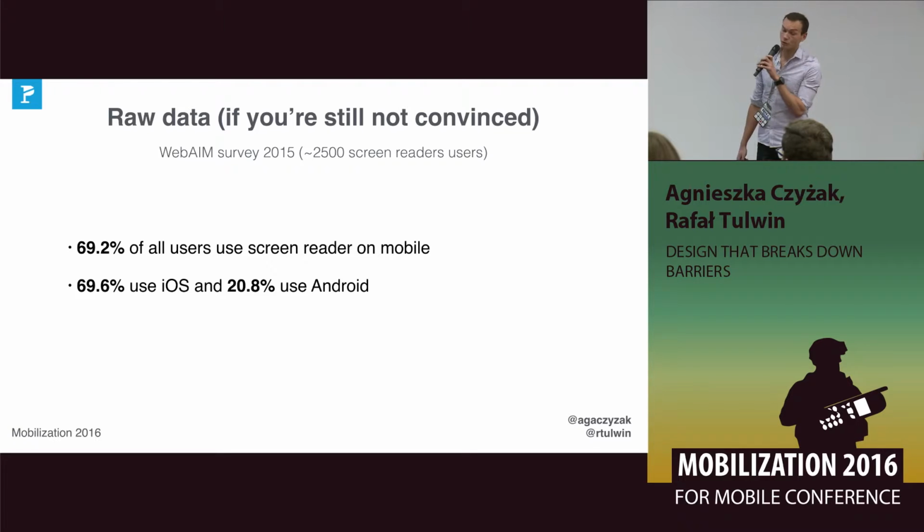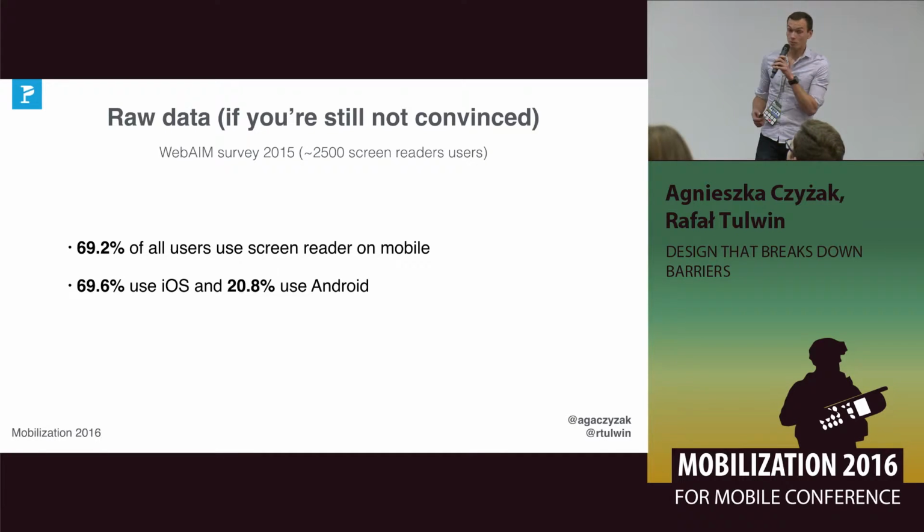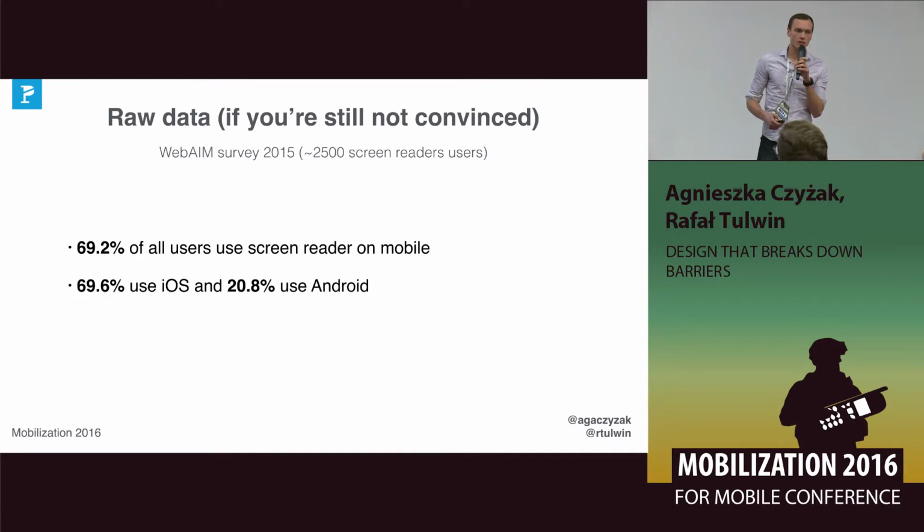So if you're still not convinced that accessibility is an important topic, let's have a look at some raw data. There was a survey taken by WebAIM, which stands for Web Accessibility in Mind. It's a company providing services connected with making web pages, desktop applications and also mobile applications accessible for everyone. And they've taken a survey amongst 2,500 screen reader users.